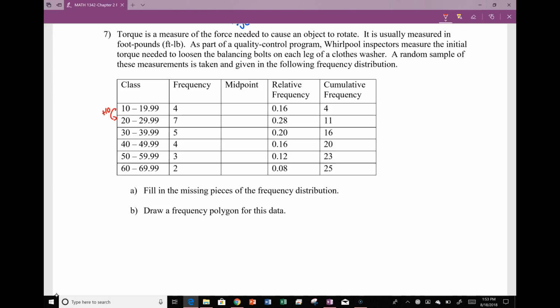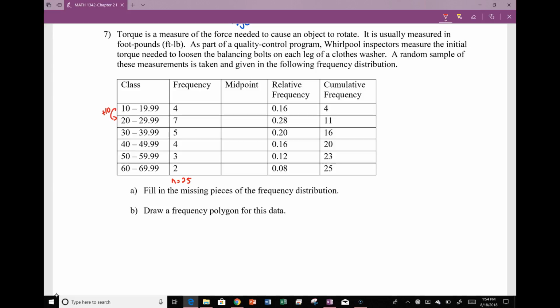Given that frequency, notice that we can add up 4 plus 7 plus 5 plus 4 plus 3 plus 2, which gives us a total of 25 washers. Of those 25, we have already calculated the relative frequency. We took 4 and divided by 25. We got 0.16. 7 divided by 25 is 0.28. And we got all of the relative frequencies.